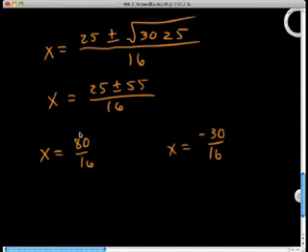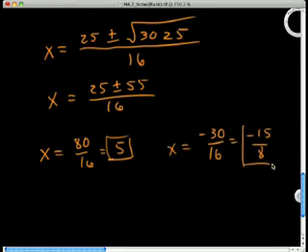And 80 sixteenths, does that divide to be 5? 5, 50, 60, yeah. So this is equal to 5, so there's one of our answers. And this one is equal to, both of those are divisible by 2 at least, so negative 15 eighths. And I think I'm right.